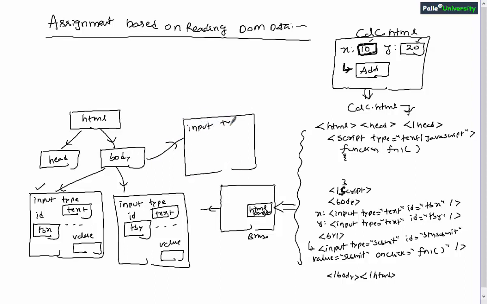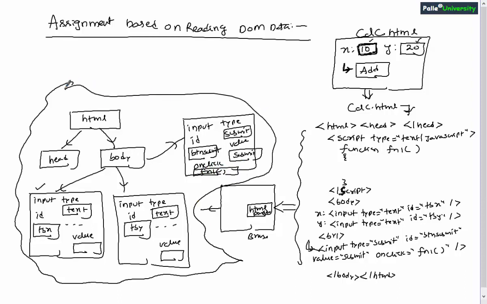Input type submit. Currently I am showing the node for this button control. ID btnsubmit, value submit, and even that onClick event will be present here, which is calling the fn1 function. Now after creating the DOM tree something like this, this DOM tree will be passed to the drawing engine present in the browser, and I said the drawing engine will convert the entire thing into the visible representation something like this, and finally the end user will observe the output in the browser like this.